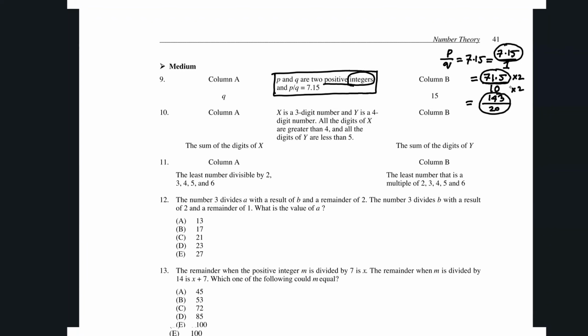But Q has to take a value of at least 20 to make P an integer. Here, column A takes the value of Q, and the minimum value of Q should be 20 to satisfy the condition that both P and Q are integers. And for column B, we are given the value 15. So Q, or 20, is higher than the value of column B, or 15. So the answer for question 9 should be A.